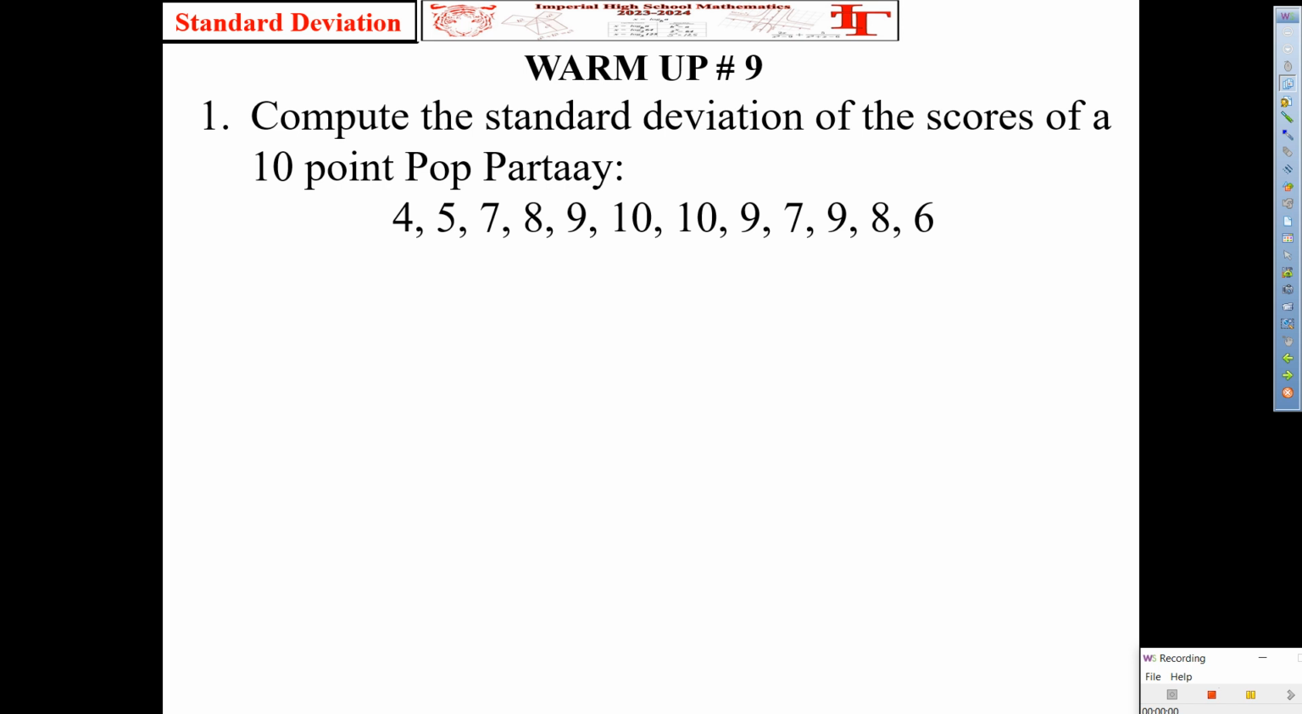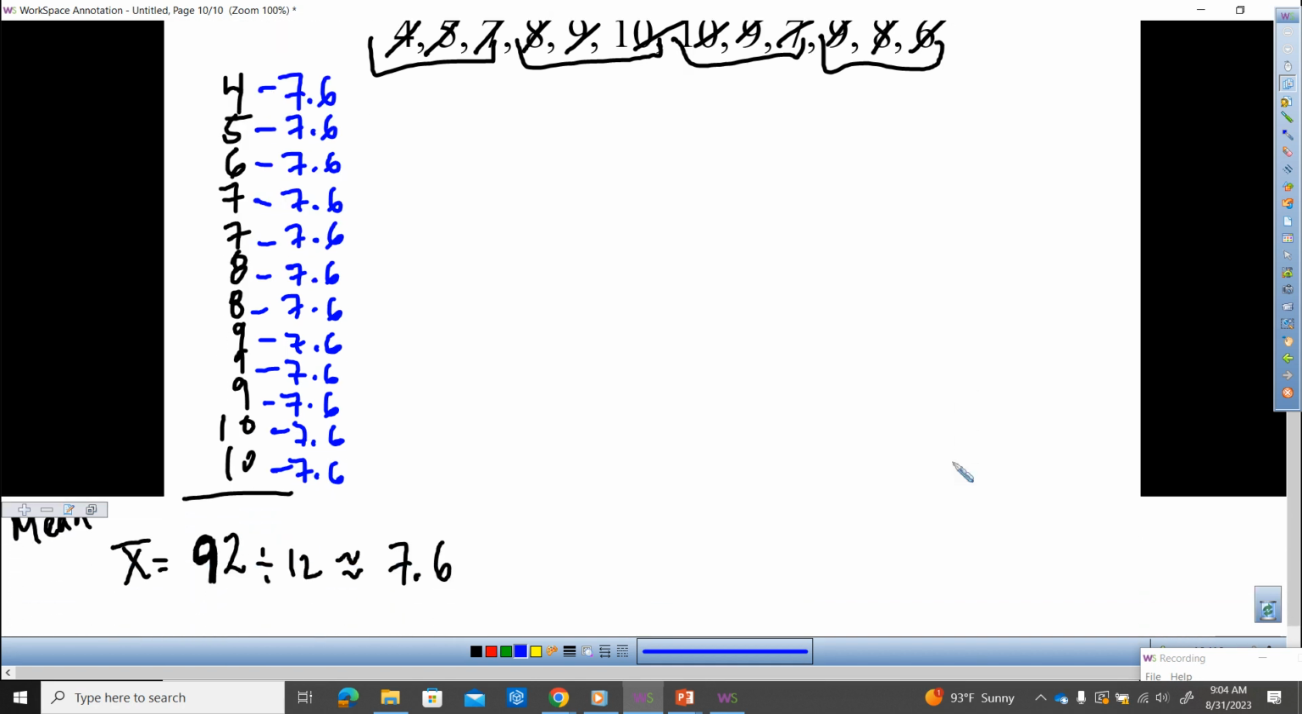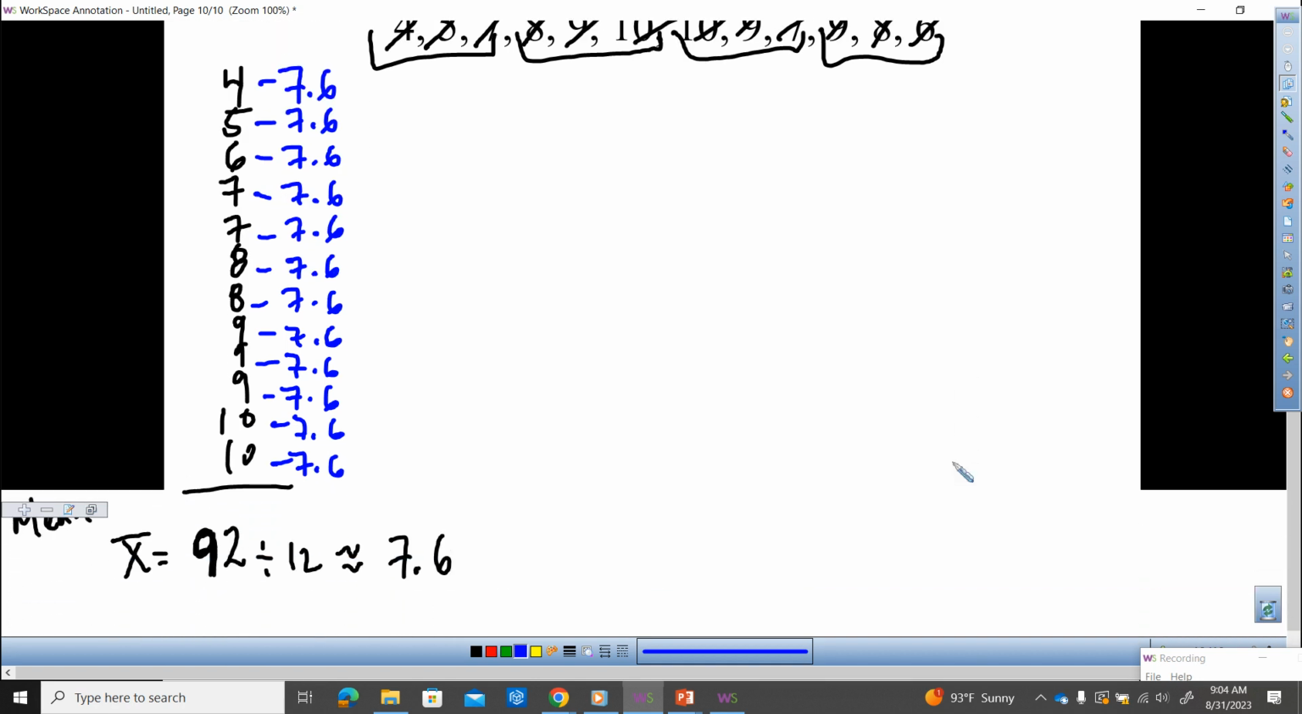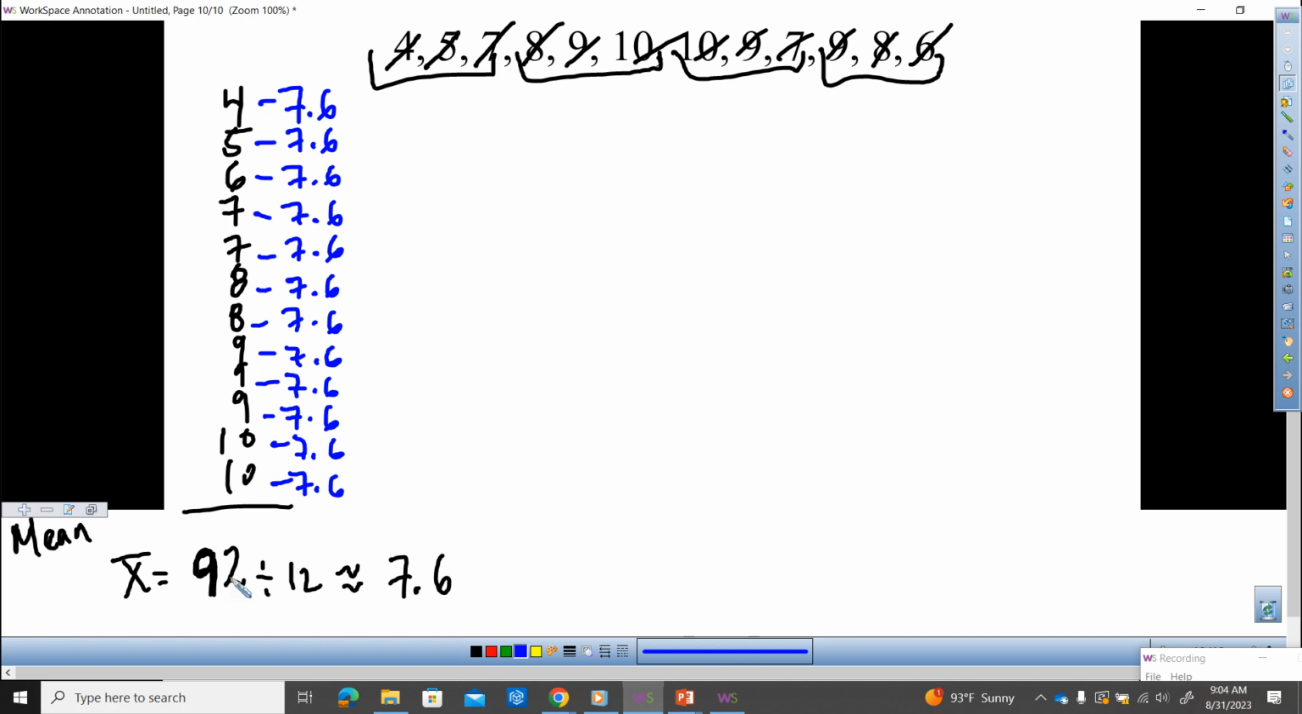So, once we got that data, we said that we organize it in ascending order, starting from the lowest to the highest. Then we find the mean. I go to the next screen, which is this one. We already did the work. The mean was 92 divided by 12, and Serena said that it's approximately 7.6. All right, so then we take the 7.6.